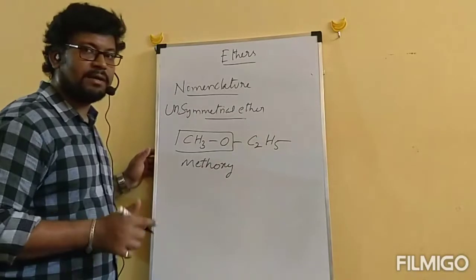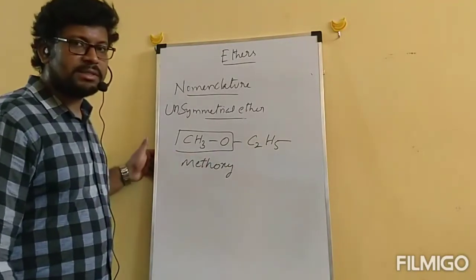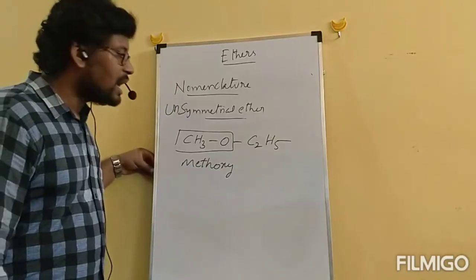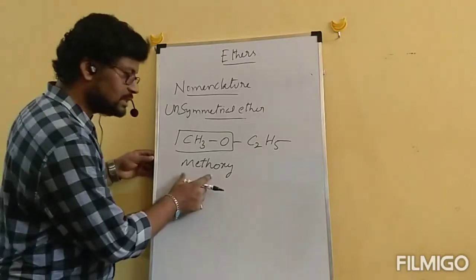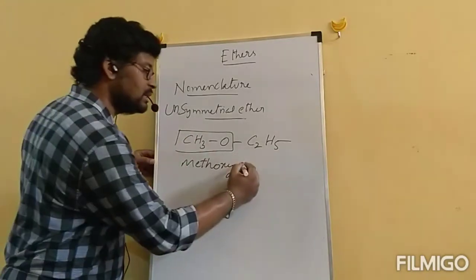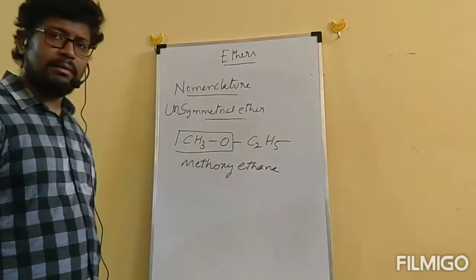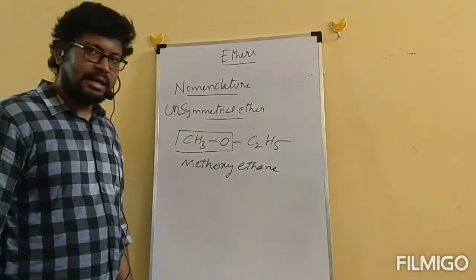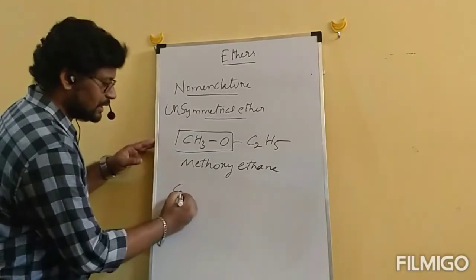Remaining how many carbons we have? We have two carbons. Carbon chain with two carbons, root word eth. All are single bonds only, no double bonds are present, ethane. So this is called methoxyethane. Methoxyethane.